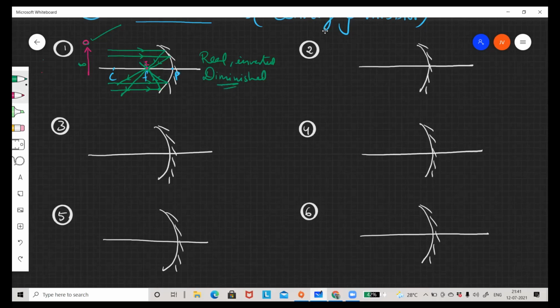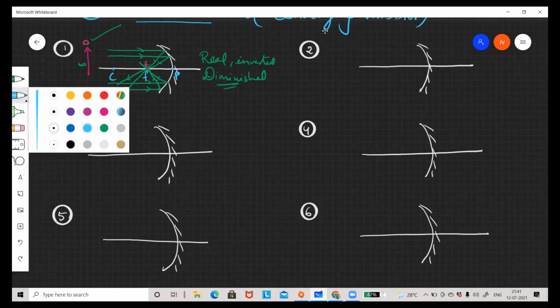So object at infinity, image forms at or on F. These parallel rays are parallel to principal axis, so image formed on F. If this beam is not parallel to principal axis, image will form at F, not on F. Then also image will be diminished. Okay, the second case of image formation, I draw before we wind up.